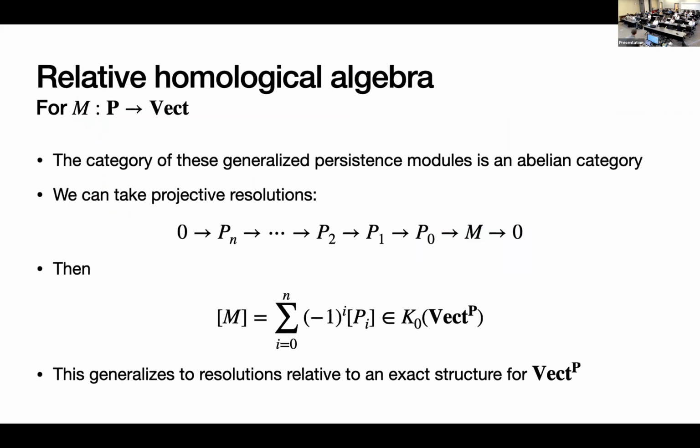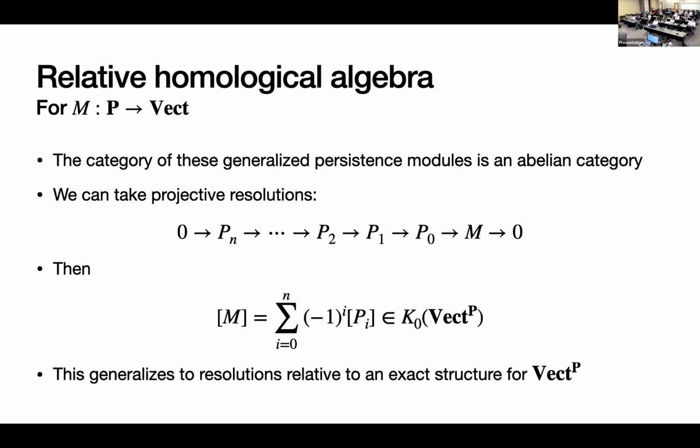All right, now a somewhat more sophisticated point of view. This is coming from relative homological algebra. So any category of persistence modules is something called an abelian category. And in the finite setting, we have this finite projective resolution. And we can take an alternating sum of the elements in the projective resolution, and this again gives us a finite formal sum.